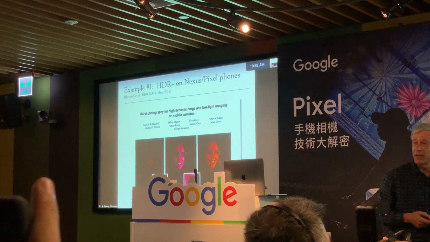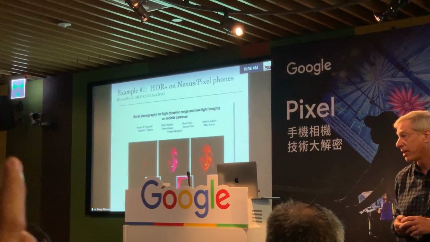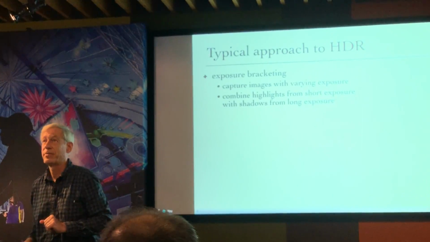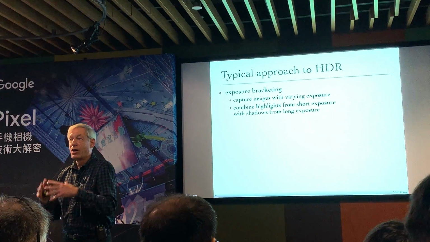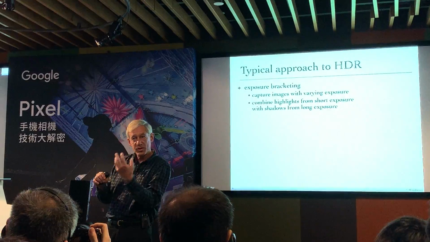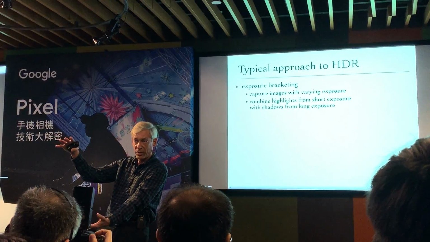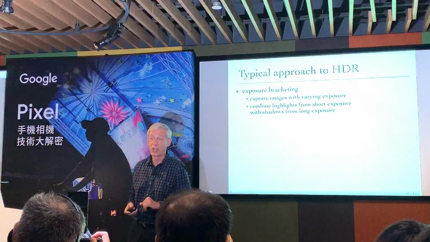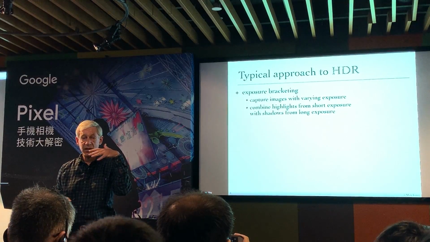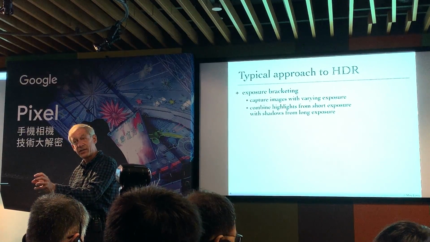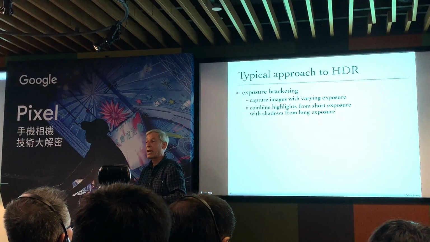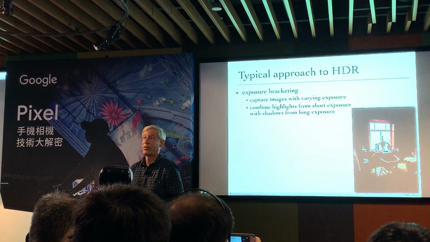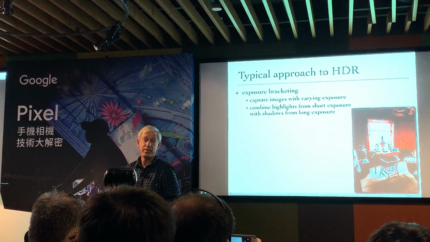And the first one I'll talk about is high dynamic range imaging, HDR plus, on the Nexus and Pixel phones. So this is a published paper about the technology. The basic idea of high dynamic range imaging, in other words, imaging for a scene where you have very dark darks and very bright brights, is bracketing. This is what a single lens reflex or SLR user would do. They'll take very short exposures to capture the highlights and very long exposures to capture the shadows and then combine them together. So here's an example of bracketed exposures.